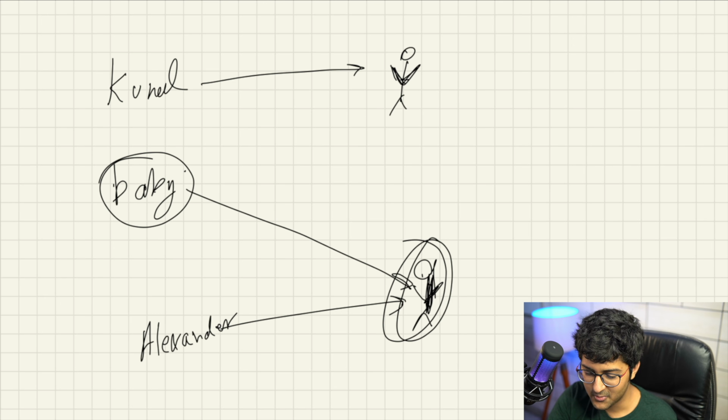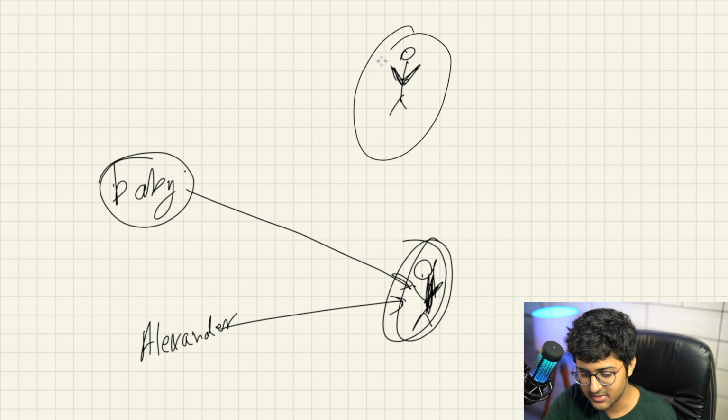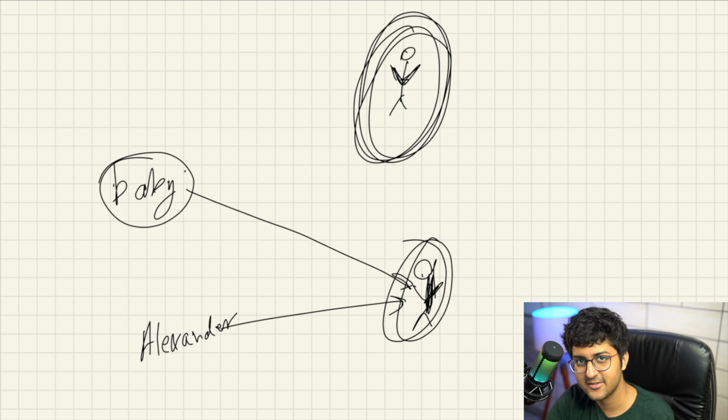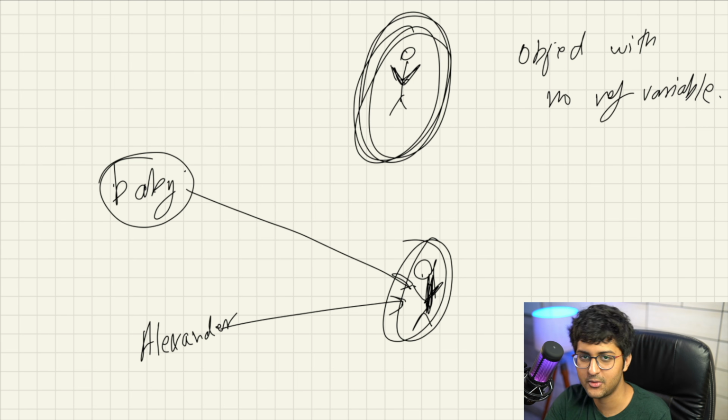So what happens to Kunal is that Kunal goes into the forests and leaves the material world and everything and gives up his name. So now there is no more name Kunal even. There is no name of this person now. This person is living alone in the forest. So when this is an object, what is happening? This is an object with no reference variable. There is no variable that is pointing towards this object.